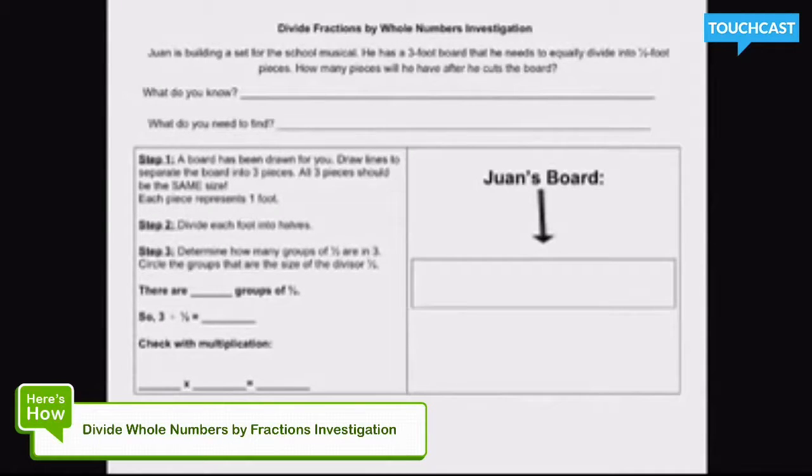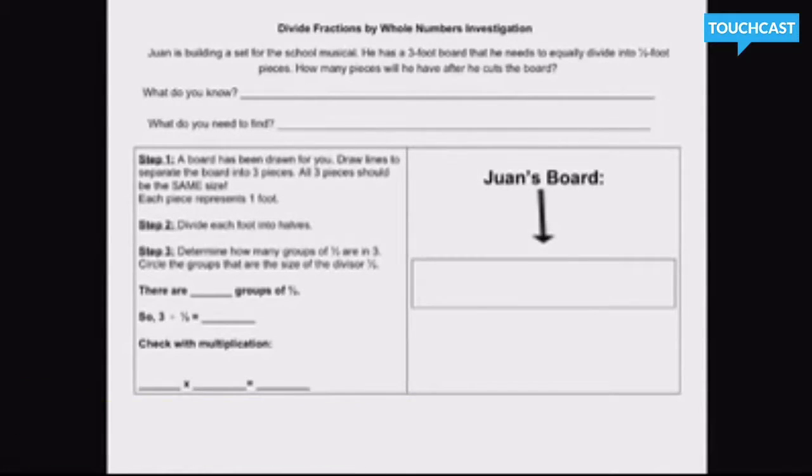Hi, this is Miss McCauley, and this video will help you complete the dividing whole numbers by fractions investigation. Please watch this as you complete the models. The video will help you with the first 3 models, and then you should do the last one on your own using the Virtual Manipulatives app.